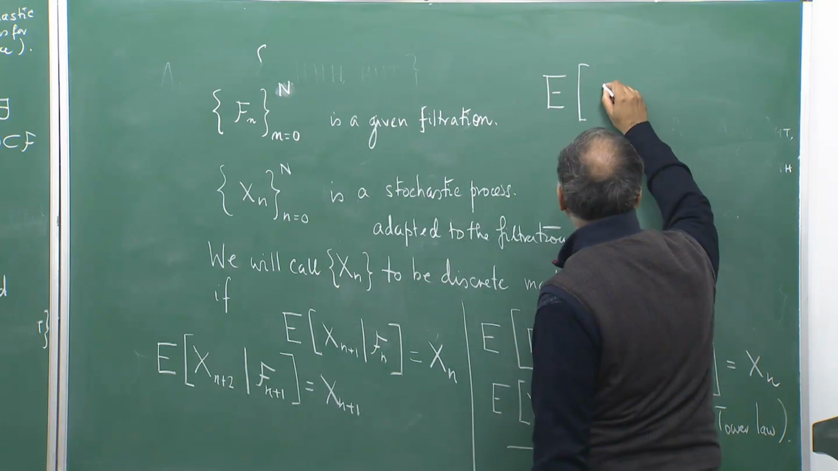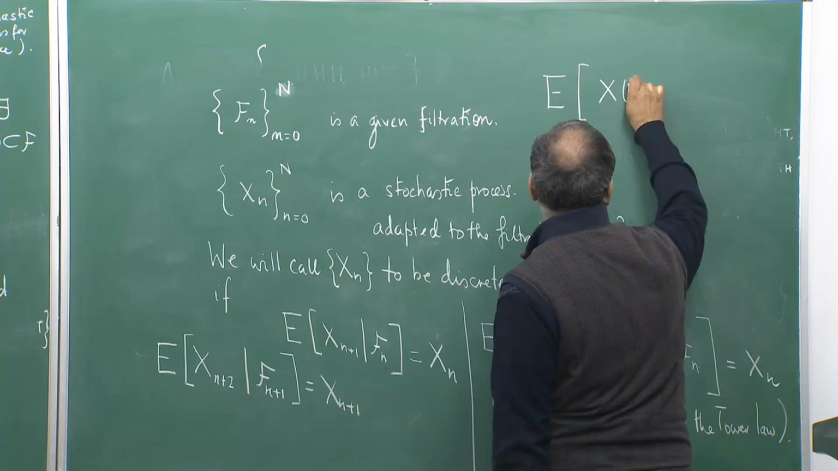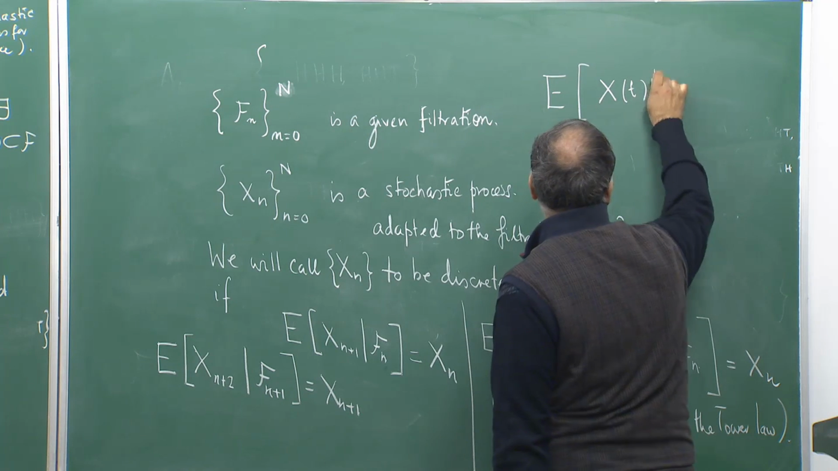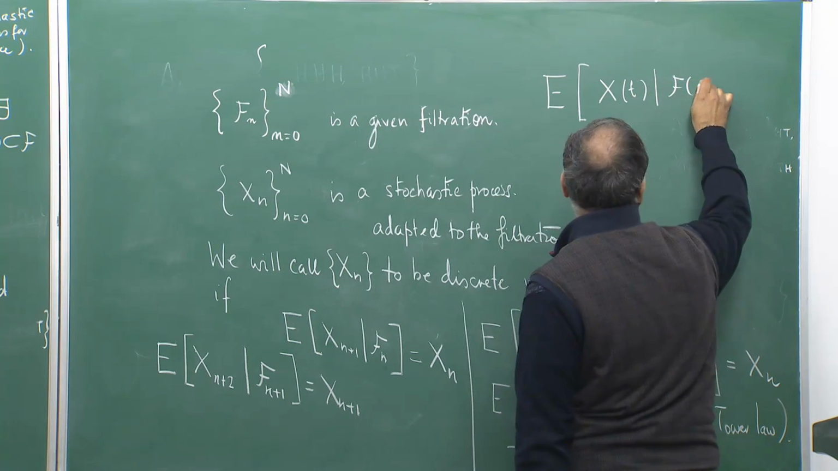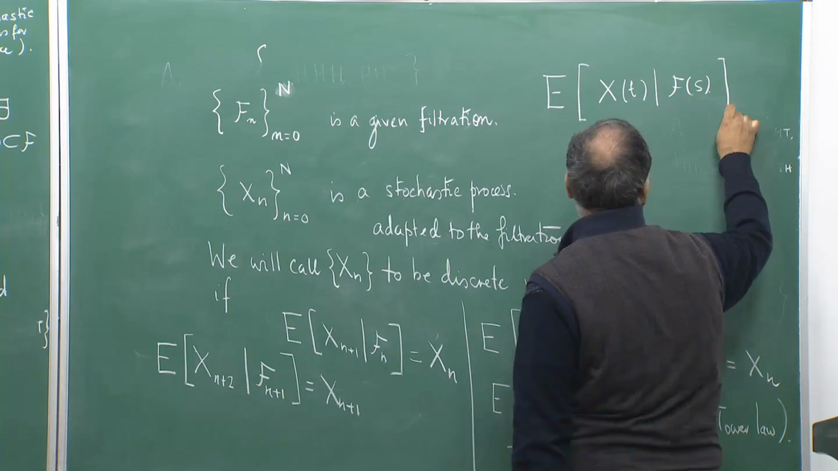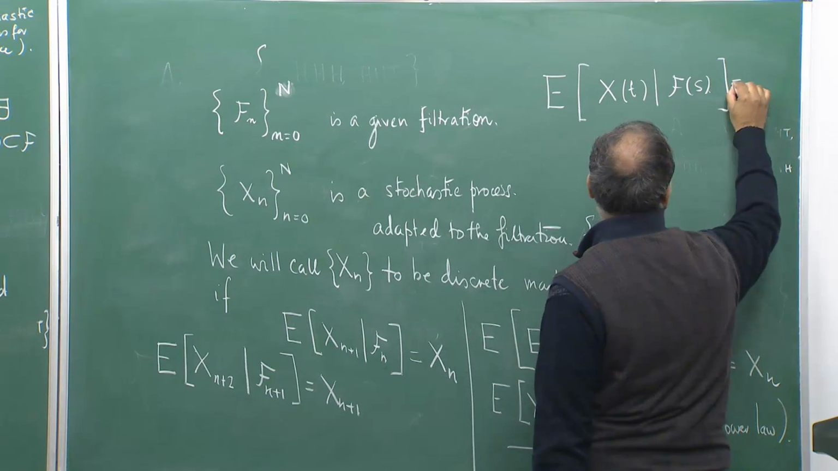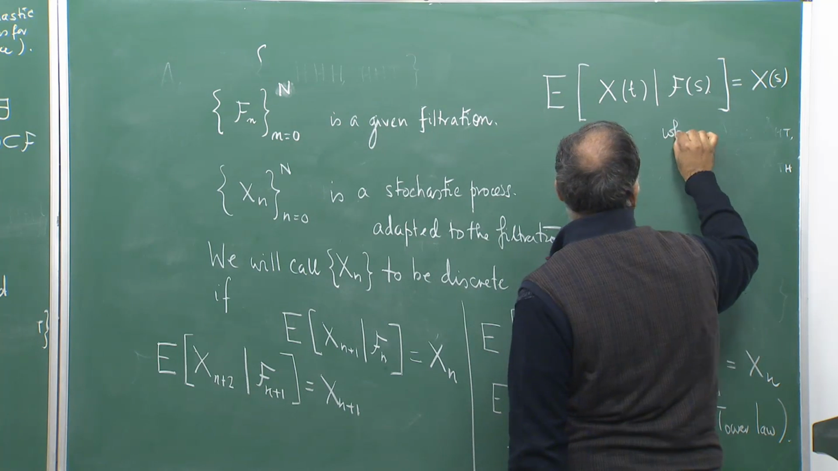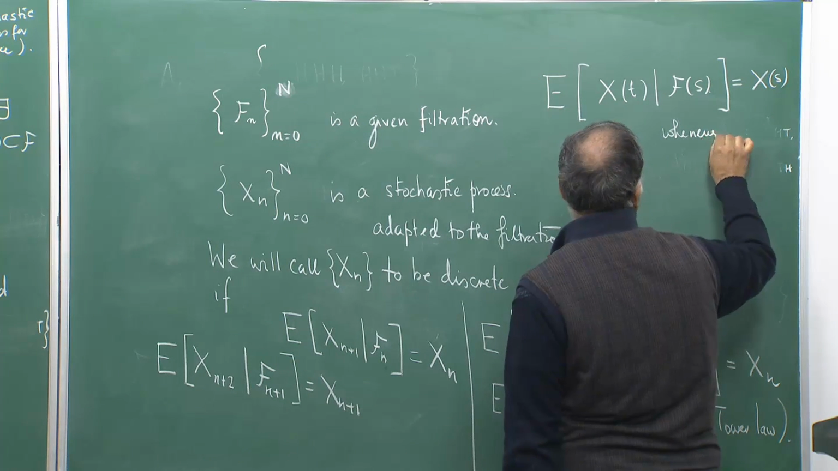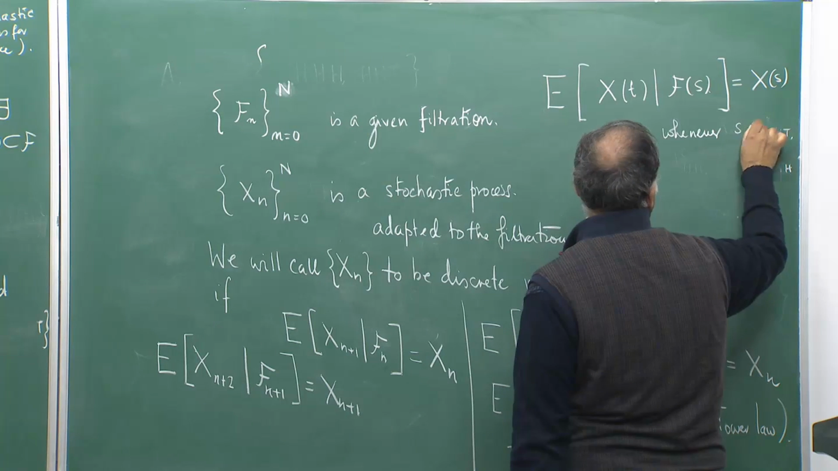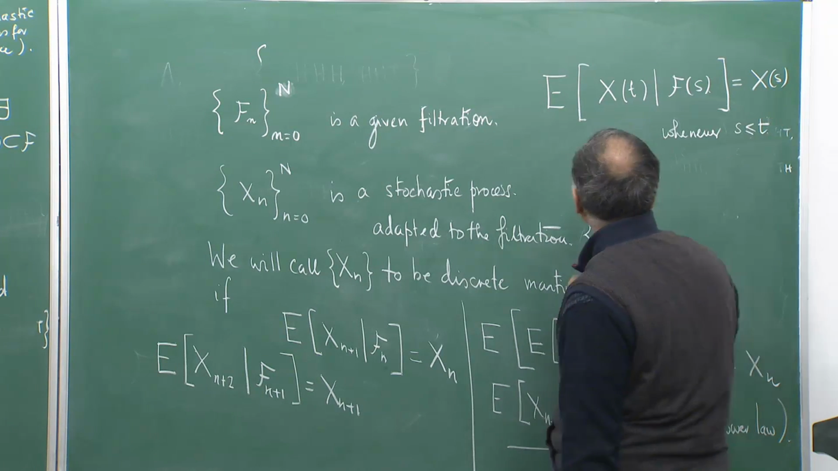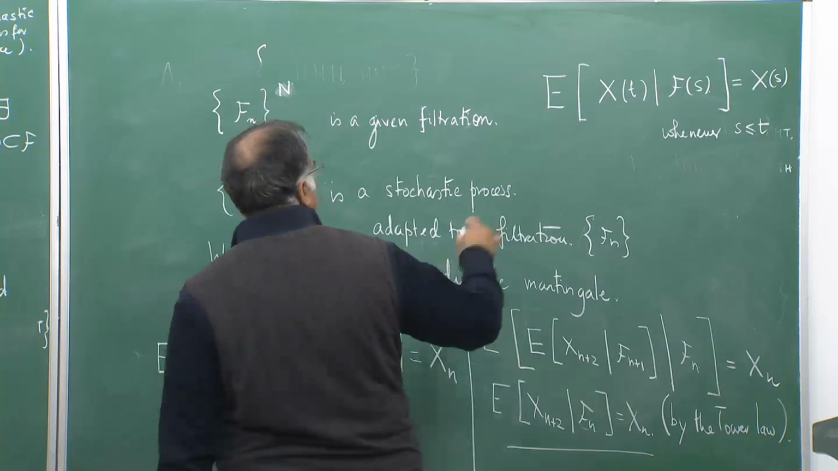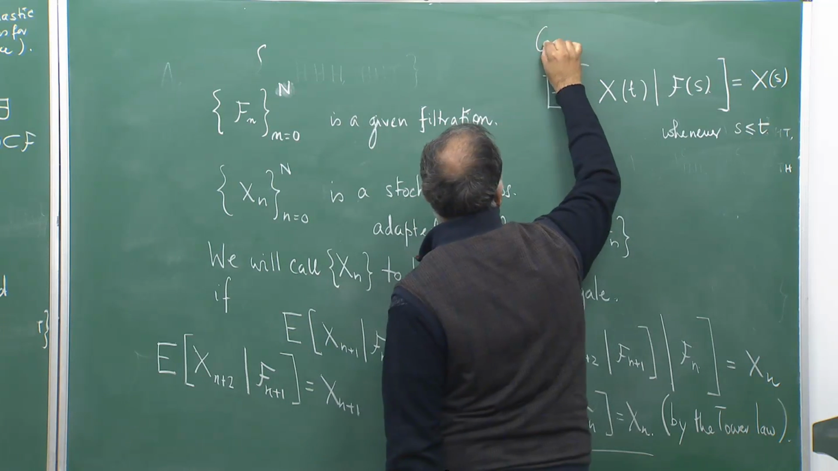So, a continuous stochastic process x t given the filtration f s would remain to be x s whenever s is less than equal to t. So, this is just the definition of a continuous martingale.